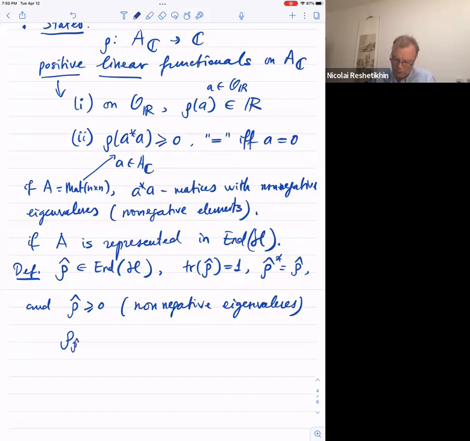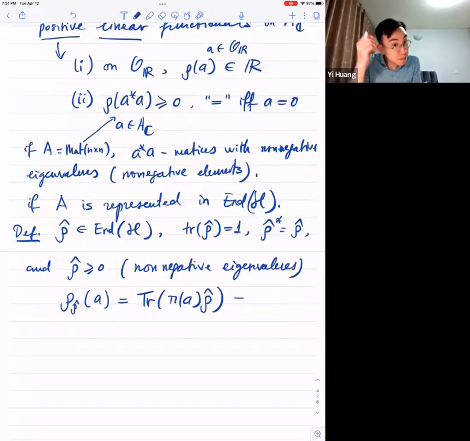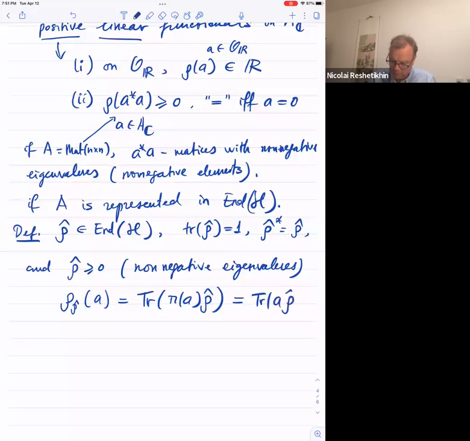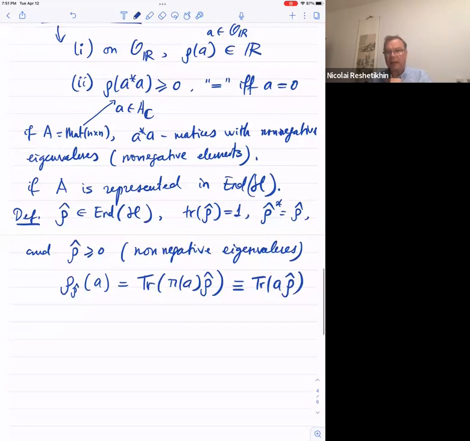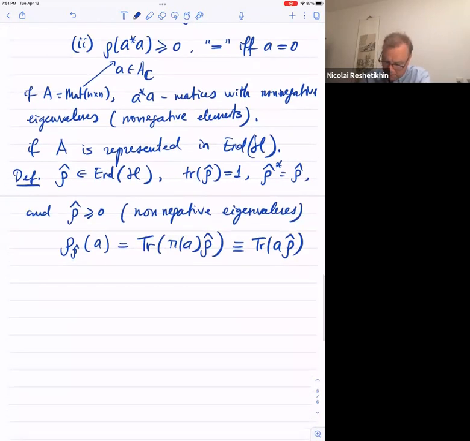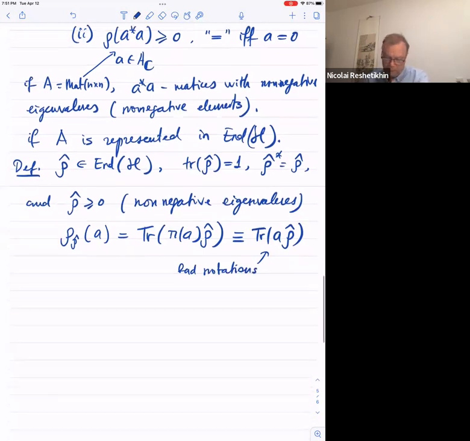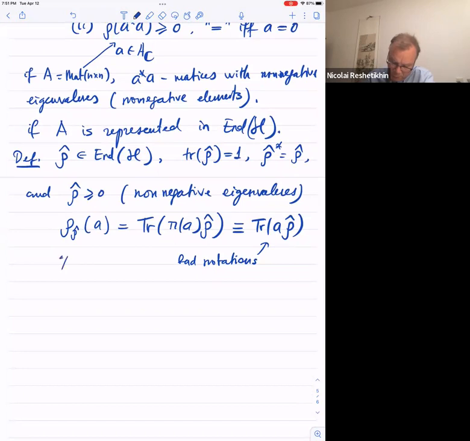So it's just trace. The state rho, with the density matrix rho, is the following: it's the trace representation of A with rho, which I will denote as rho of A, like A acting on the space. It's just notation. Bad but convenient. So this is the state with the density matrix rho.